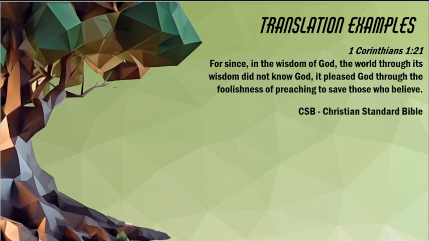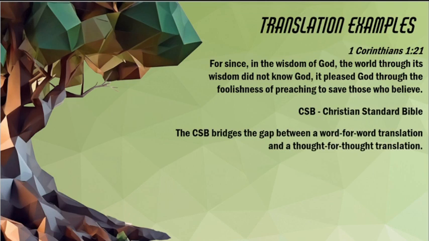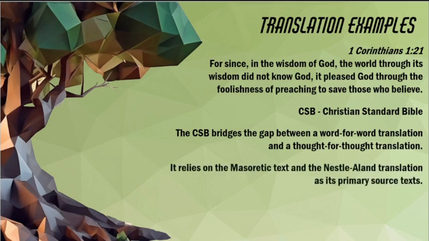CSB, Christian Standard Bible. CSB kind of bridges the gap between a word-for-word translation and a thought-for-thought translation. It is the more recent version. There was an older HCSB, which many people liked, and then CSB is the most recent version. It's kind of hard to find an HCSB now. It relies on the Masoretic text and the Nestle Aland translations as its primary source text, so we're away from Textus Receptus here. It reads at about a 7th or 8th grade reading level.